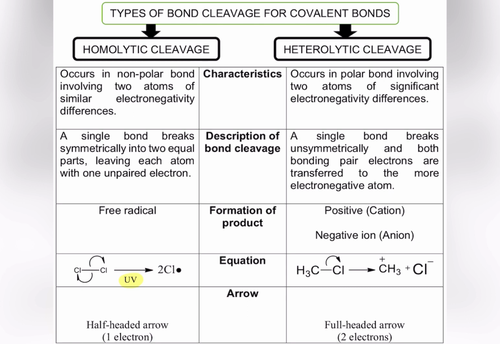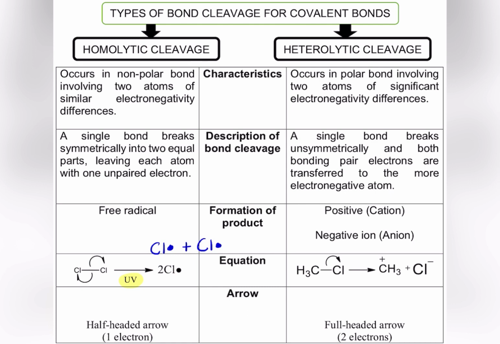This is UV. Once the single bond breaks symmetrically and transfers one electron to Cl at the left and one electron to Cl at the right, you will get two Cl radicals. Another way that you can write it down is as Cl dot plus Cl dot. So this is another way that you can write the products, instead of writing 2Cl radical.